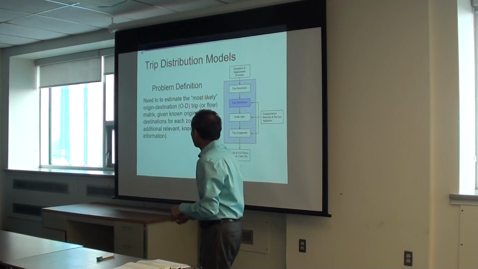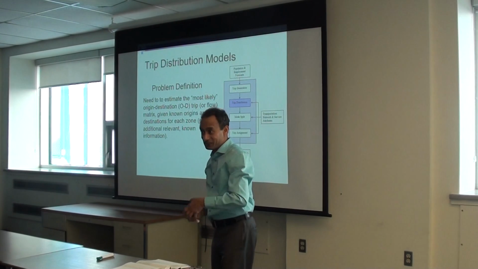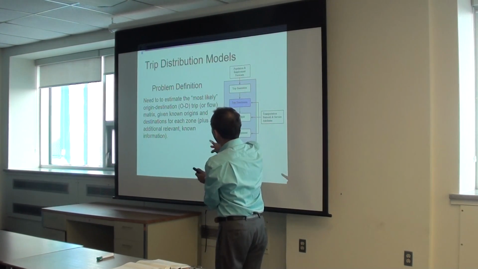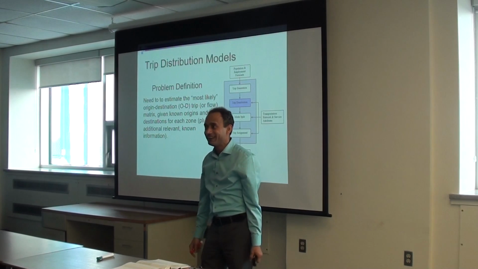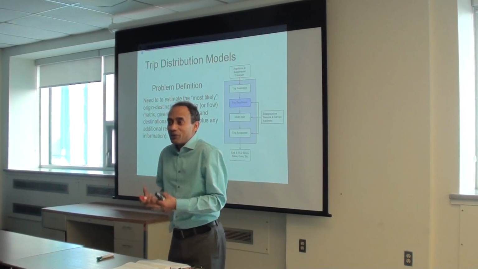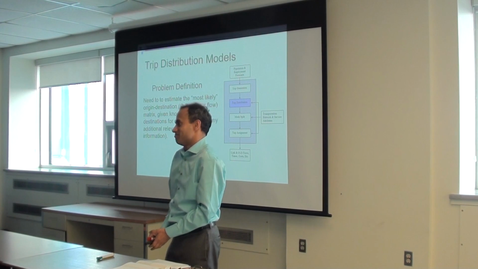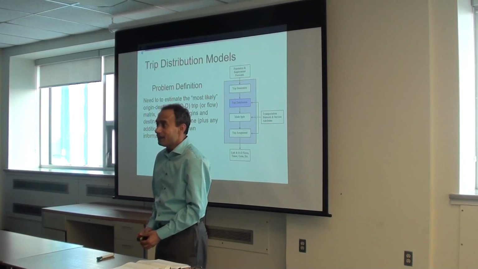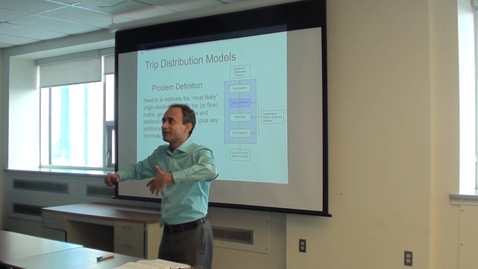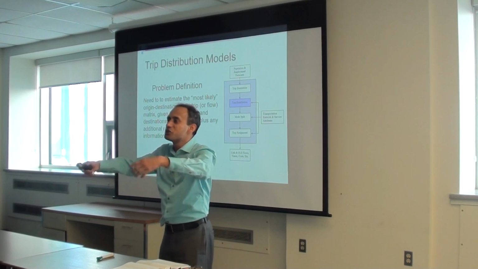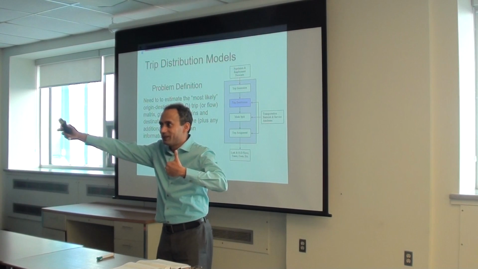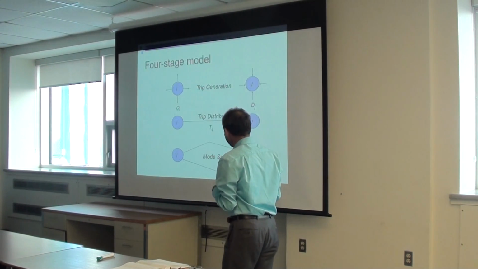We need to establish the most likely origin-destination trip flow, meaning this matrix. This is what we need to load onto the network to see how it goes, given known origin and destination for each zone, plus any additional relevant information. That additional information requires some assumption so that we can distribute. For farther, long-distance zones, maybe not a lot of trips are destined there, or where there is not a lot of work or employment. Those are the things we'll go through.